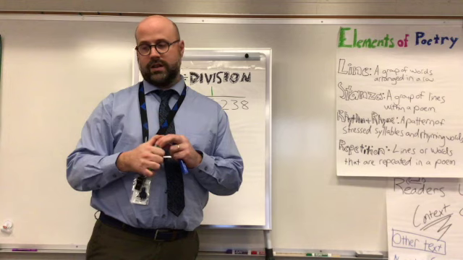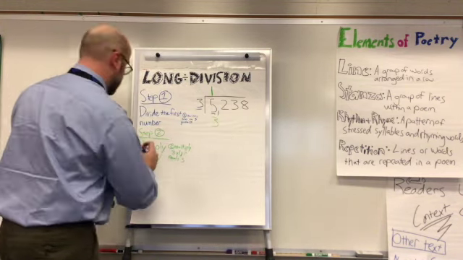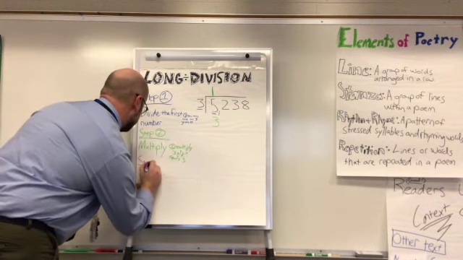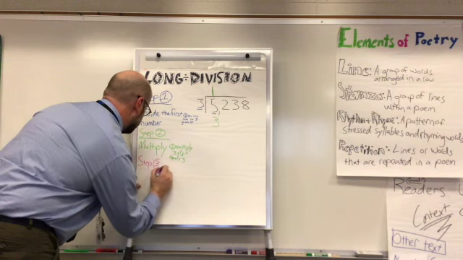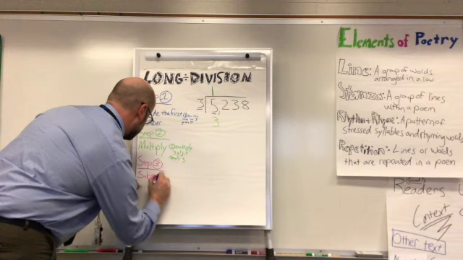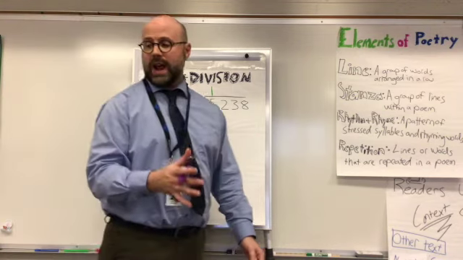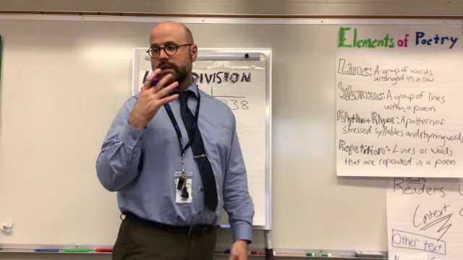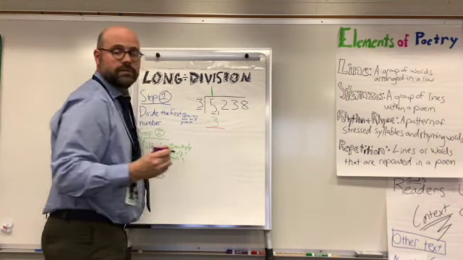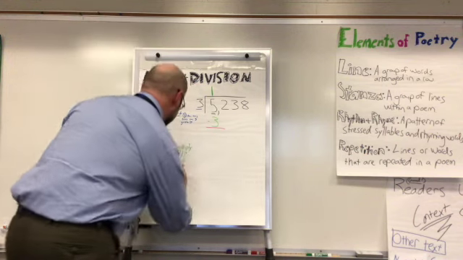Then, our next step is subtract. So we're going to subtract the number right here, 5 minus 3, or 5 minus 3 equals 2.